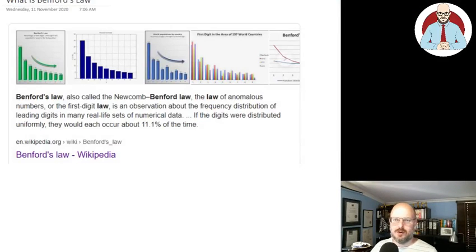Grab your stein of coffee or your cup of joe, because we're going to look at detecting election fraud using Benford's law and how you can do it at home. So what is Benford's law? Well, it's also called the Newcomb-Benford law, the law of anomalous numbers, or the first digit law. It's an observation about the frequency distribution of leading digits in many real-life sets of numerical data. If the digits were distributed uniformly, there'd be 11.1% each of the time. But as you can see by the little graphics here, that's not the case.